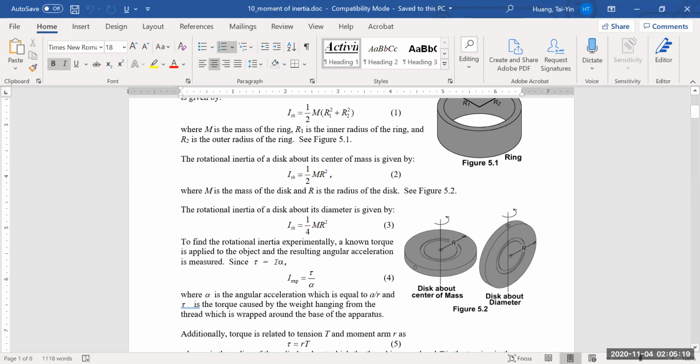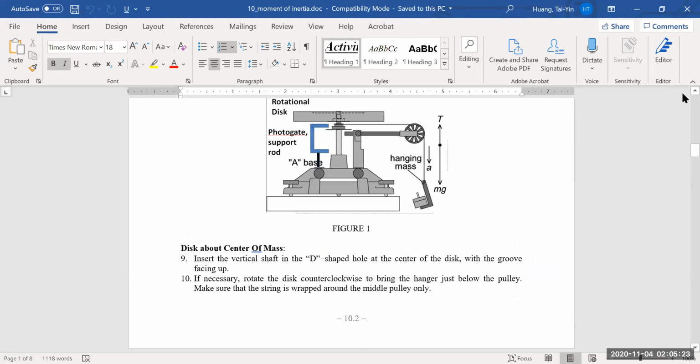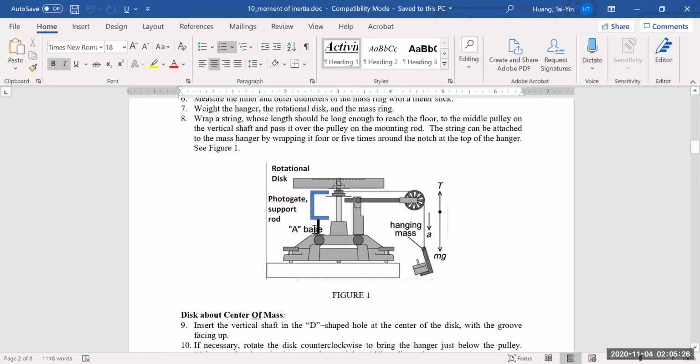Okay, so in this experiment, the setup is like this. This is what we call the A base, and this one is the photogate, which we use to count the rotations per second, so that we can estimate the angular velocity and also measure the angular acceleration. This one is what we call the vertical shaft. And then horizontally, there's a horizontal pulley, and we're going to have a thread going over the second pulley. On this vertical shaft, there are three different diameters of pulley.